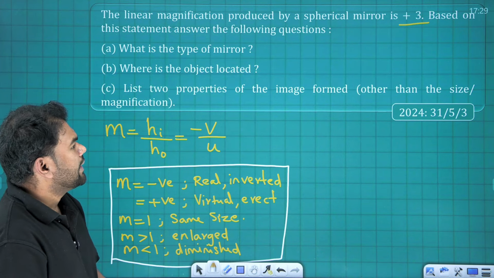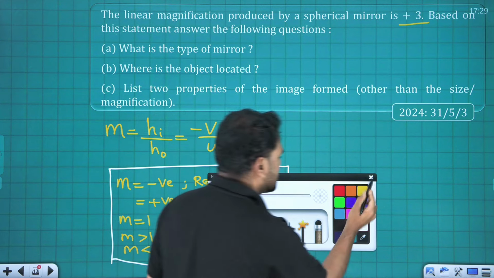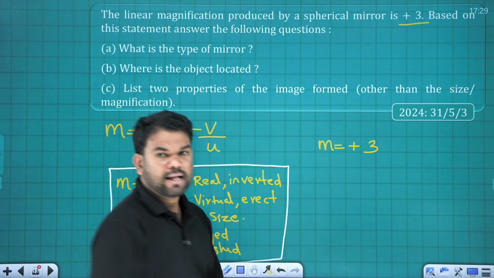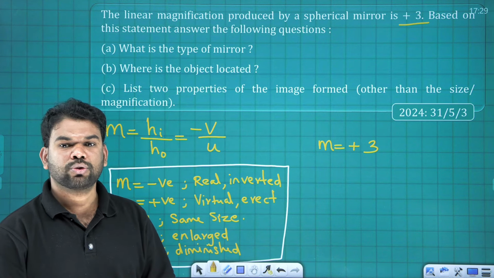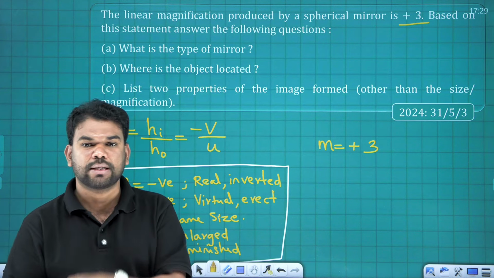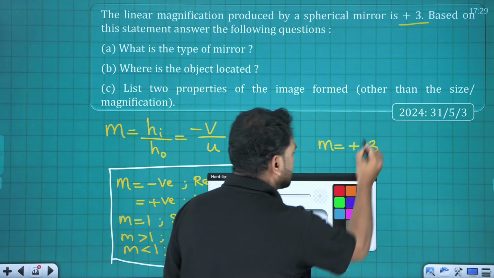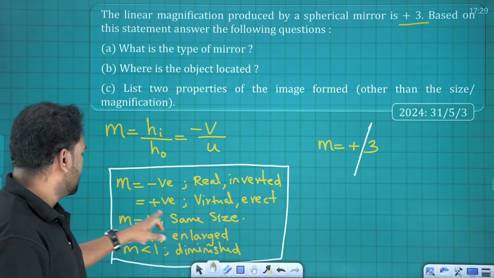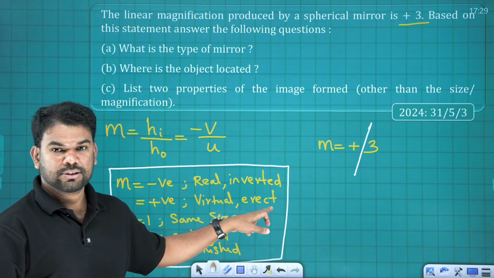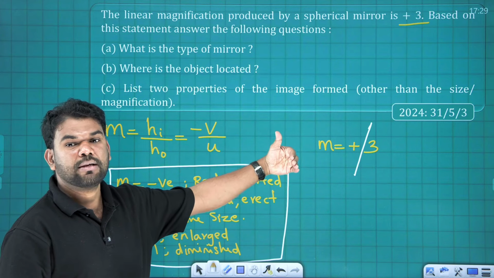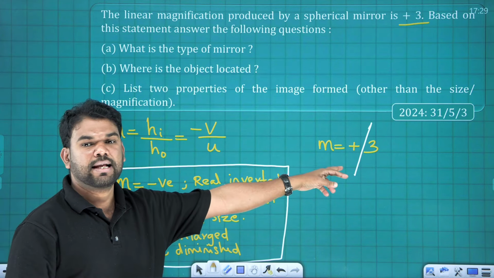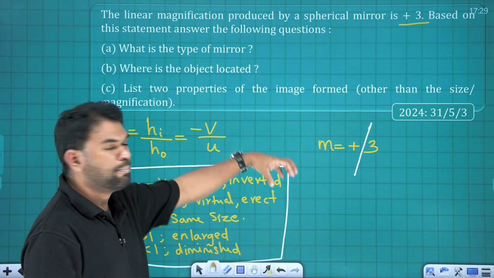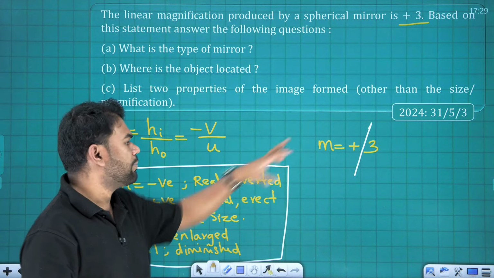Now the given question: magnification is plus 3, m is equal to plus 3. In a magnification-related question, you have to treat the sign and the value separately. So we separate the sign and the value: plus and 3. Plus indicates that it is virtual and erect, so the obtained image will be a virtual erect one. 3 indicates that it's greater than 1, so it's an enlarged image. These are the important properties we can identify from the given magnification.